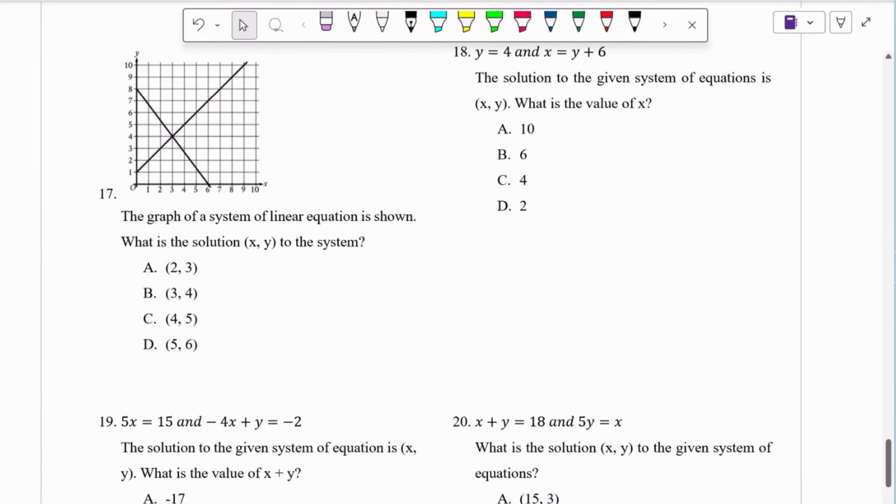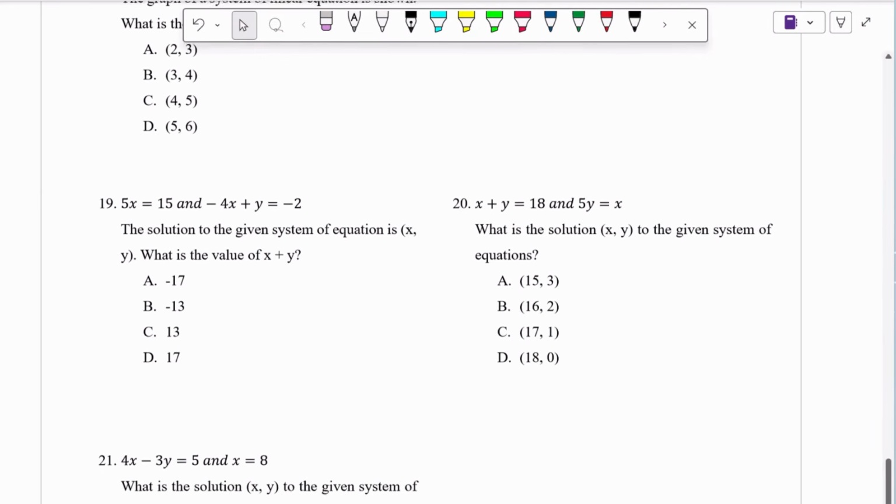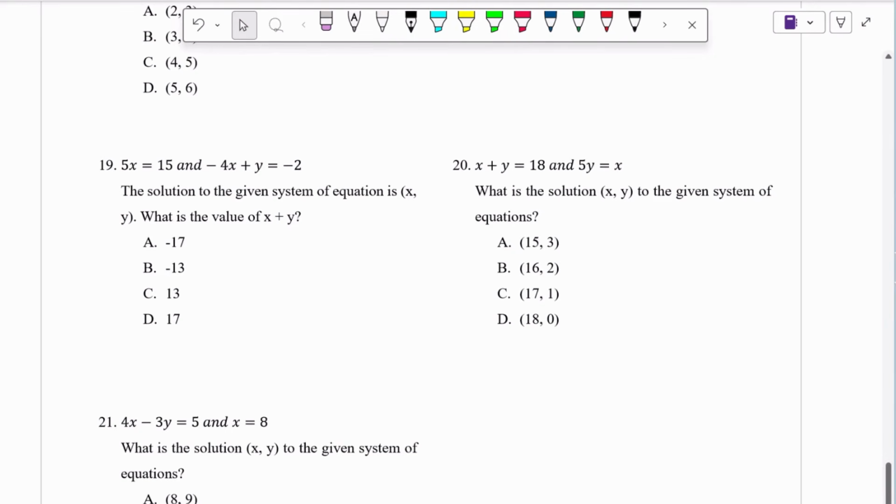17, this is the intersection of a system. We've talked about that. Problem 18, another substitution problem. Notice that I tell you y is equal to 4. Okay. 19, I like. 20, I like a little bit more.